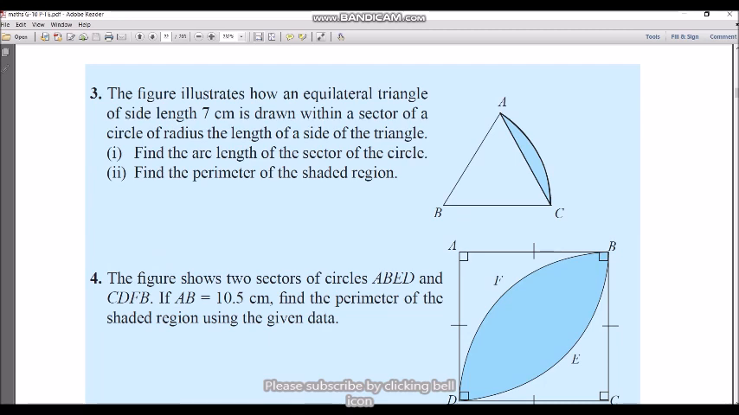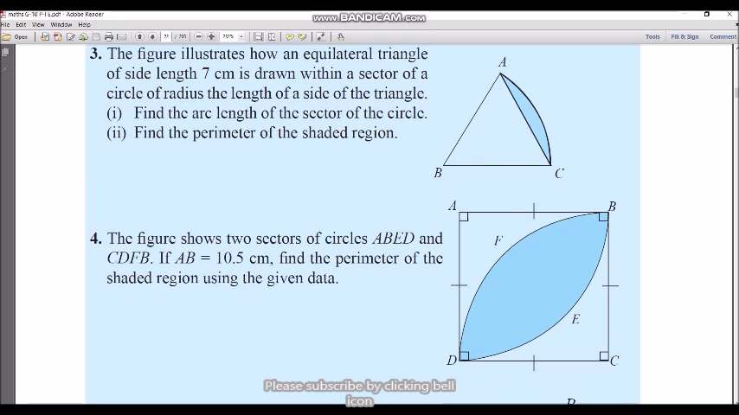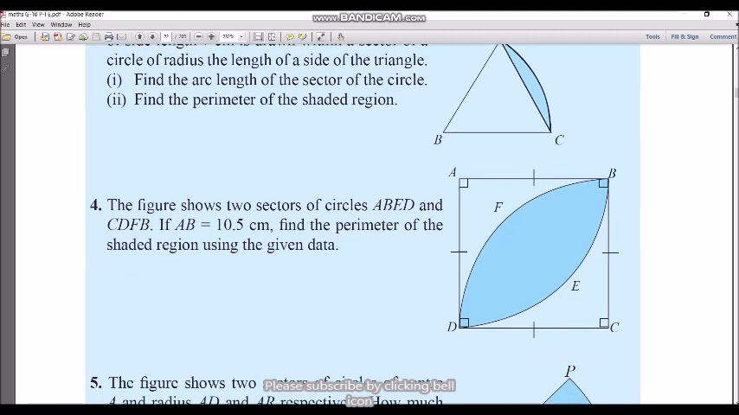Here they say it is an equilateral triangle. So the angle at the center of the ACB sector should be 60 degrees. So we can calculate the AC arc length through that: 2 pi r times 60 over 360, and then we can get the AC arc, and we have to add the AC side of the triangle. Then we can get the perimeter of the shaded region.